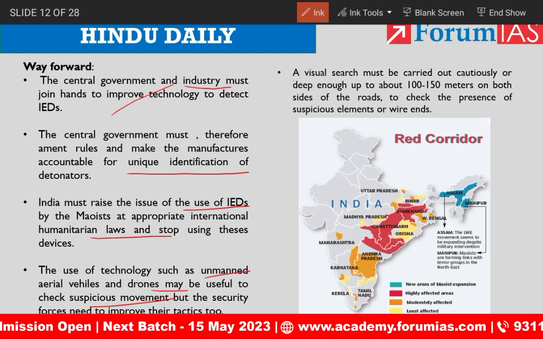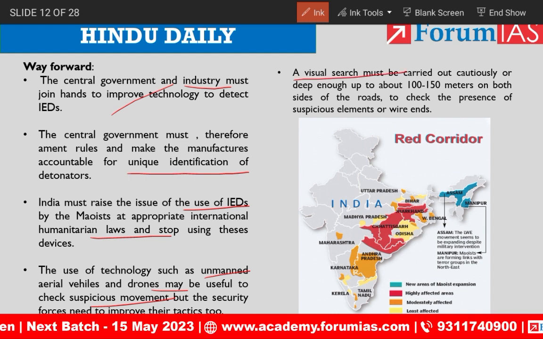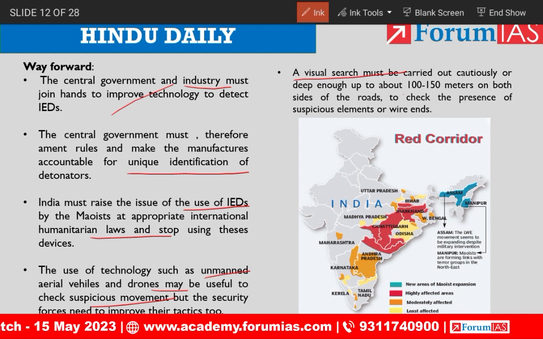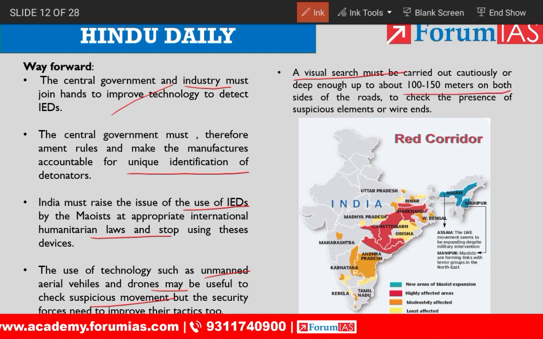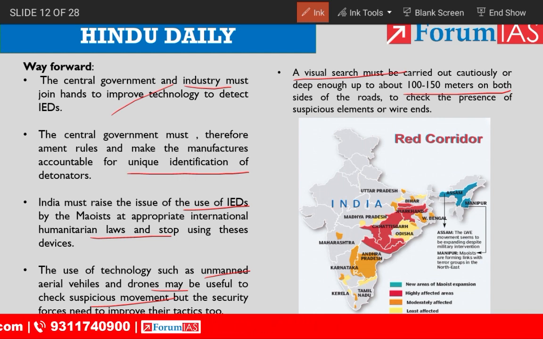And next, they're telling us to do a visual search. That is also very important, because you do a visual search 100 to 150 meters on both sides and look for suspicious elements. Only then can we easily find IEDs. So these are the 5 methods that they're telling, so that no more lives are lost because of IED blasts.